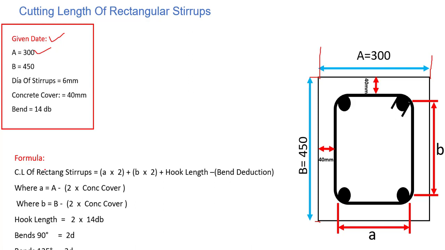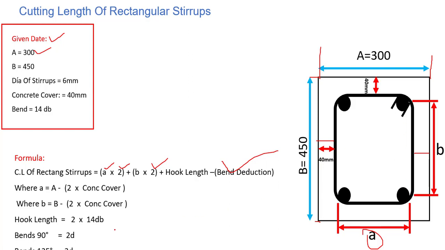Now the formula to find out the cut length of a rectangular stirrup is small a into 2. Small a is what we get when we deduct the concrete cover from both ends. Multiply by the two sides, this side and this side, plus B, again the same, from this position up till here minus concrete cover at both ends, it will give us the B value, into 2, plus hook length. We have two hooks over here, and usually we take a 135-degree hook. Minus bend deductions: we have 3 bends for 90-degree and 2 for the 135-degree hooks.